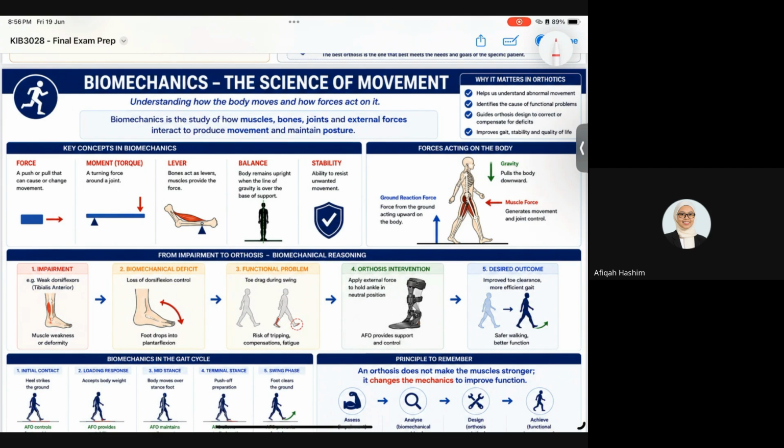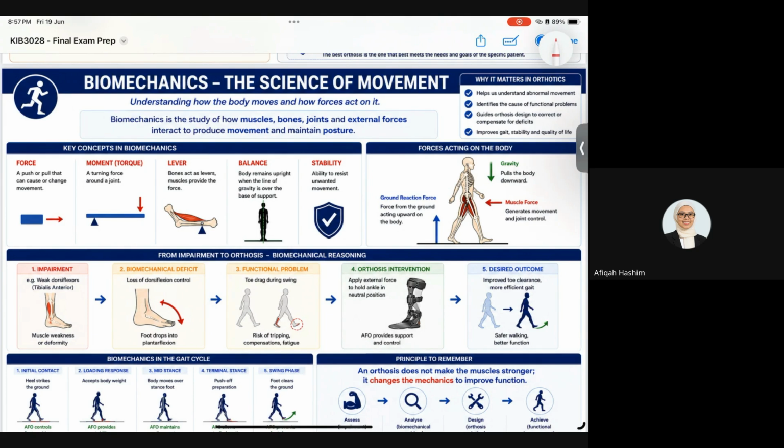So which muscle is affected? Ask yourself which muscle is weak, which muscle is tight, which muscle is paralyzed, which muscle is not functioning properly. For example, in foot drop, the main muscle affected is tibialis anterior. This tibialis anterior is responsible for dorsiflexing the ankle. Then after that, ask yourself what happened to the joint if this tibialis anterior is not responsive.